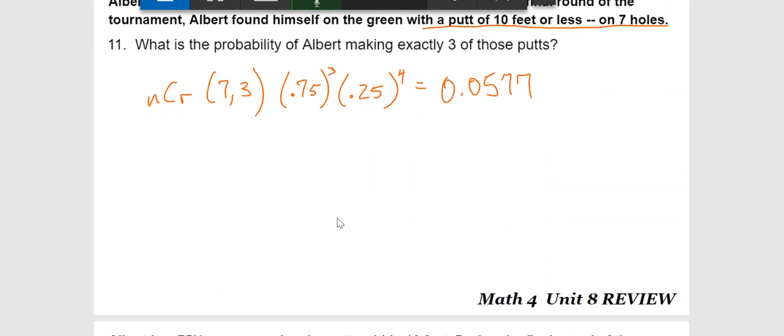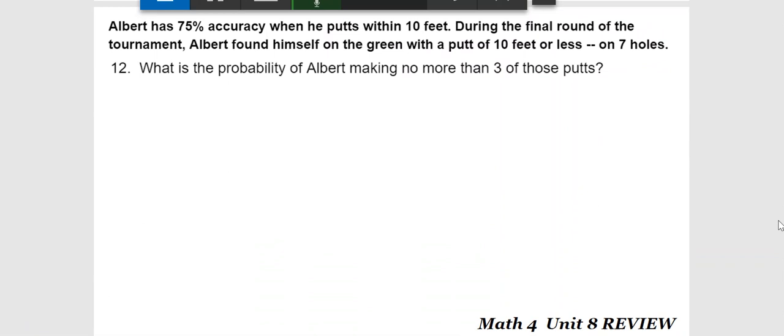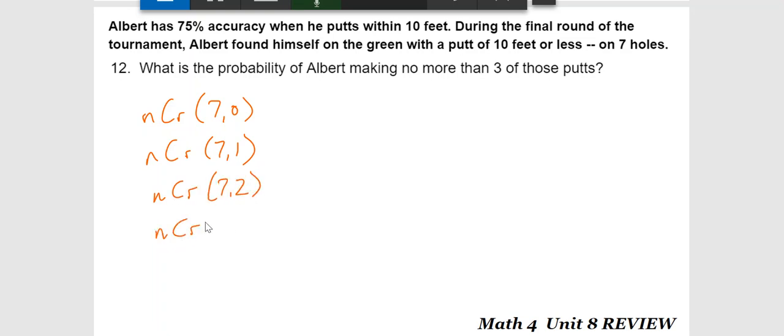All right, let's move on to the next one. This one says no more than 3. That means that we're going to do 0, 1, 2, and 3. So we will do 0, 1, 2, and we've already done 3. So we don't need to run the calculations on that. We'll just borrow our work from the last page.